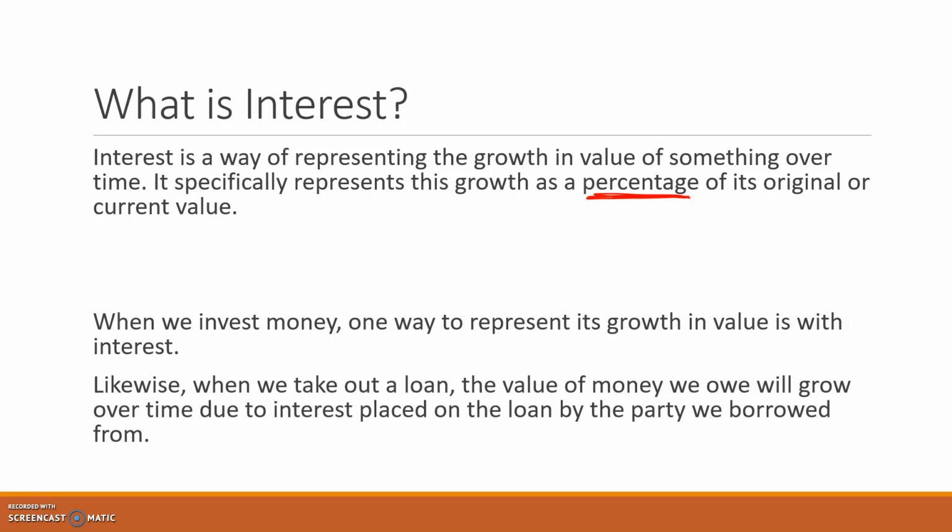Likewise, when we take out a loan, the value of money that we owe to the people we took the loan from will grow over time due to interest placed on the loan by the people we borrowed it from. Now, this is because if I borrowed $10,000, there's actually no incentive for me to pay it back other than my own personal responsibility to do so, unless the people I borrow it from put some interest on it. So, what that means is I borrow $10,000, but the money that I owe will grow over time as an incentive for me to pay it back on time or even faster if I can.